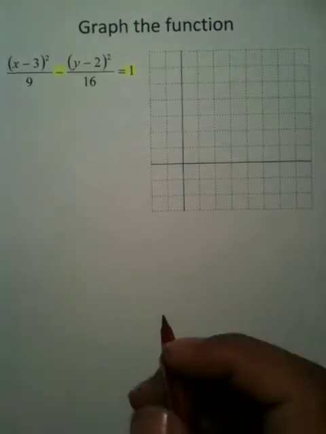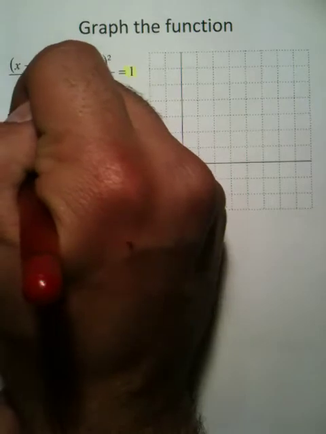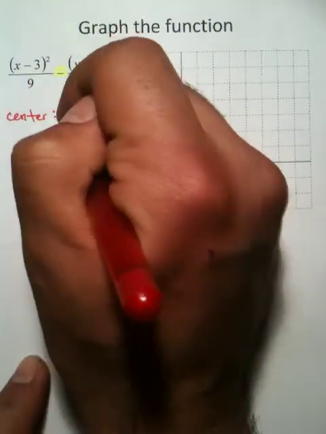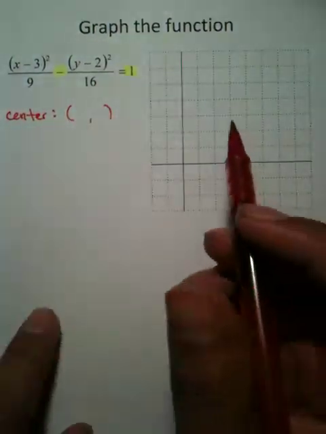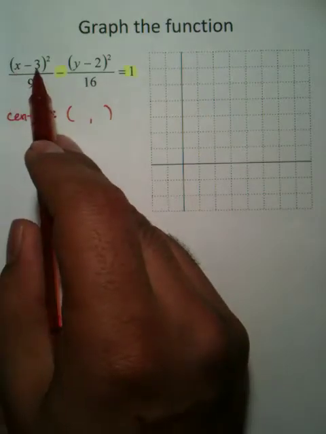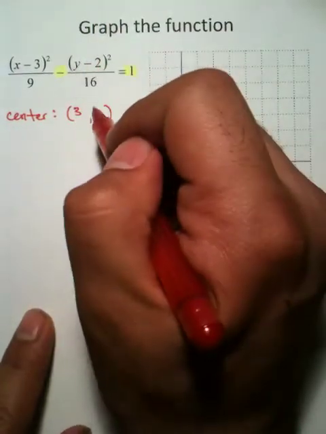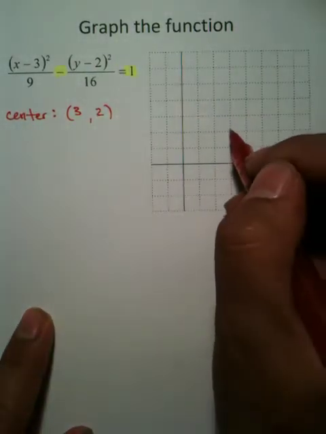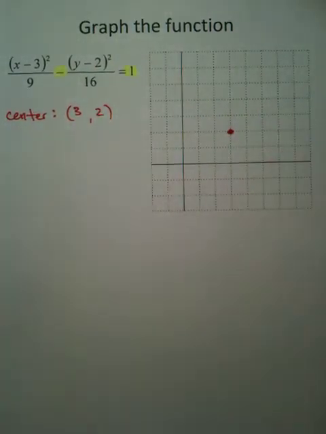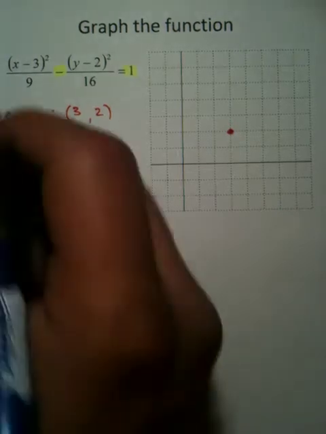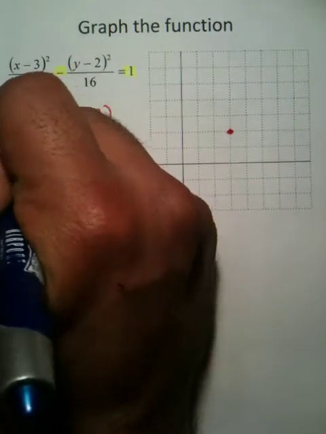First step you need to do, just like the other conics, is find the center. Finding the center again is putting a value here that would make this quantity 0, such as x should be 3 and y should be 2. 3, 2. That's our center. From this point, you're going to be making a rectangular box.